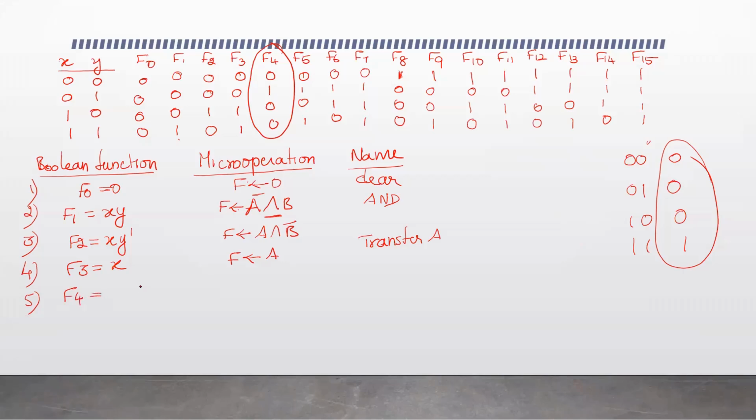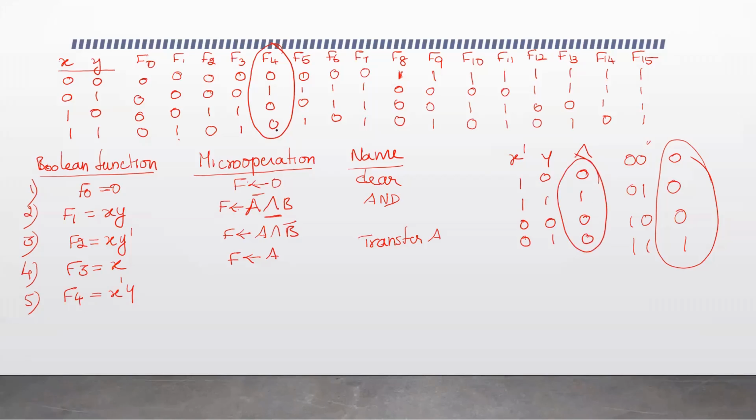F4 is x dash y, means x complement y. Okay, so here if we complement x, we get x complement is 1, 1, 0, 0, and y is 0, 1, 0, 1. Okay, when you perform AND operation, the result is 0, 1, 0, 0. Okay, this is our F4.